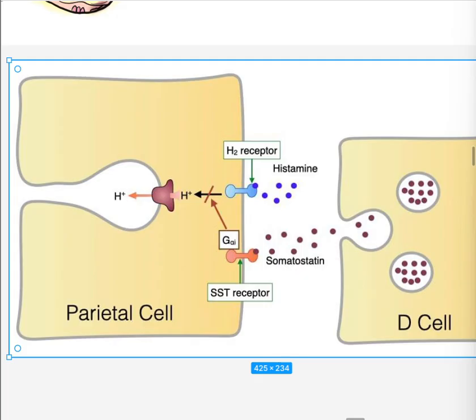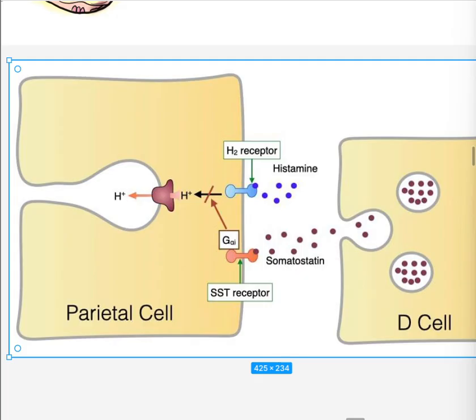D cells detect acidity. D cells release somatostatin. It inhibits parietal cells and reduces the acid. It goes on to the G cells. Gastrin release is less. Enterochromaffin cells produce less histamine. So it shuts down all stimulatory pathways.